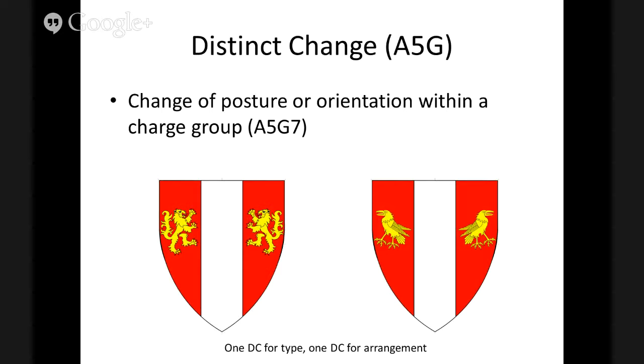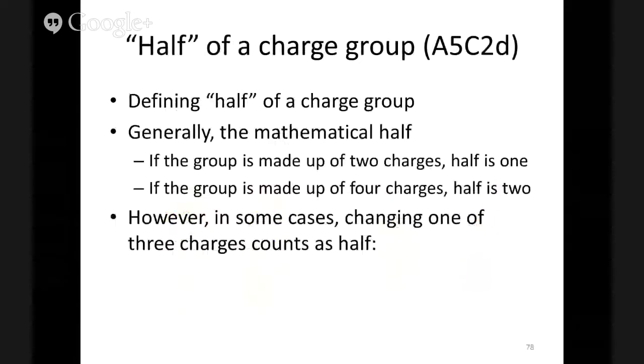Okay? If it was just the one, we wouldn't get a change. We also get a posture orientation change for turning them around, for facing the other way. So if this was just a lion rampant and a raven close, that would not be a DC for posture, because they're not comparable. But combatant versus addorsed is, because you're changing the facing of both of them. So there's 2 DCs here, one for type of the charges and one for the arrangement. So these devices are clear. Does that make sense? Okay.